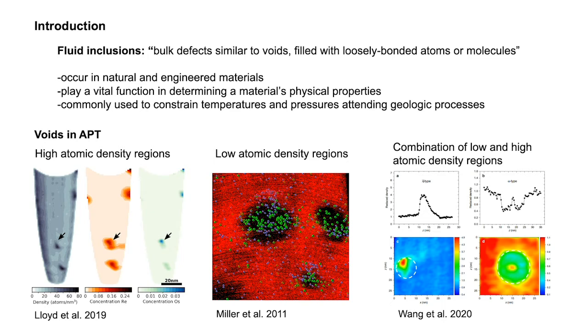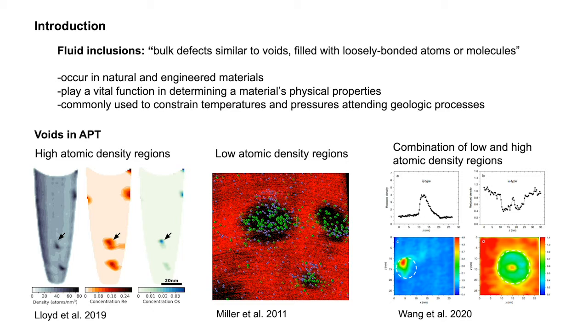Fluid inclusions are void-like bulk defects that are filled with gas or liquid. These features can occur in both natural and engineered materials, and they play a vital role in determining a material's physical properties. In earth sciences, fluid inclusions are commonly used to constrain the temperature and pressure conditions of geologic processes.